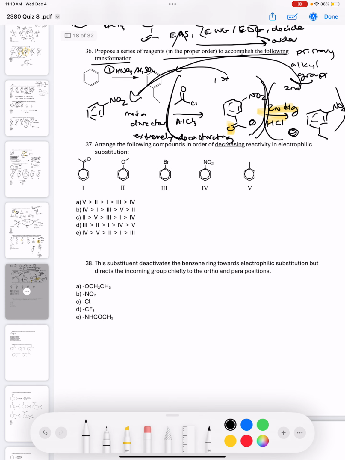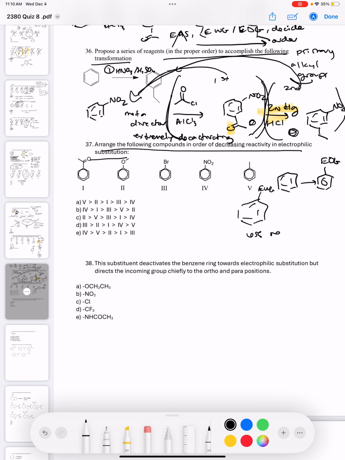Next question, we did this one together in class, but arrange the following compounds in order of decreasing reactivity in electrophilic substitution. So if we have a benzene ring, this is sort of our standard. If you have anything with electron donating groups, that makes it more reactive. Just like I mentioned before, the reactivity, it'll attack first, so it wants more electrons. And then if you have anything with electron withdrawing groups, this is less reactive.